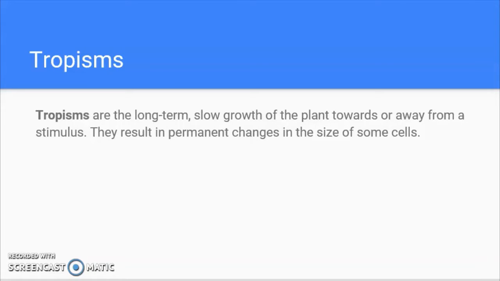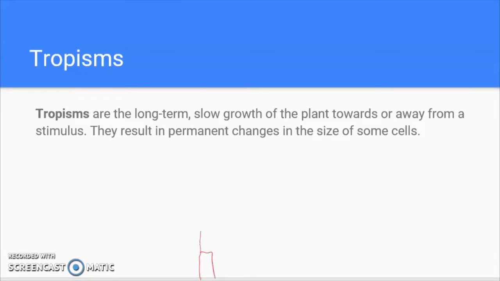Okay, so tropisms are the growth of a plant towards or away from a stimulus. Since it's growth, they are relatively slow and long-term. What happens is that the cells on the different sides of the plant elongate, or lengthen, at different rates. This causes the plant to bend.